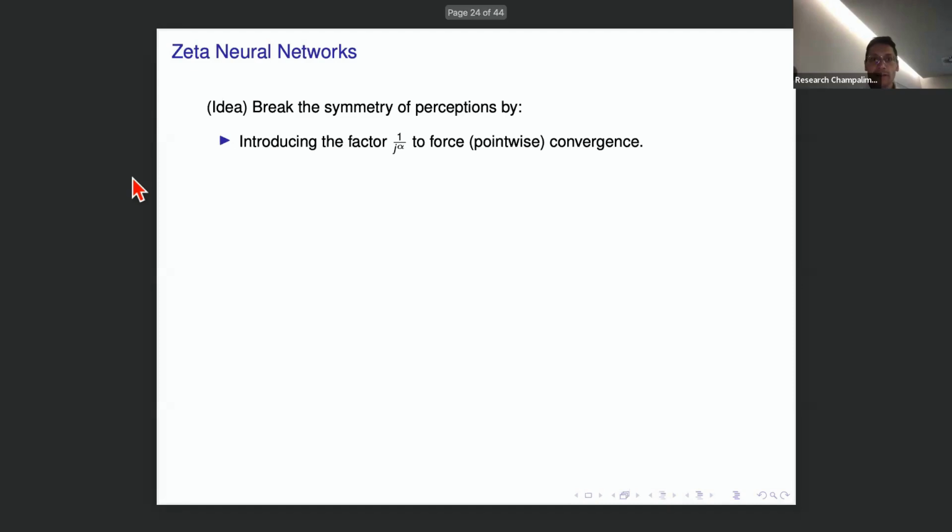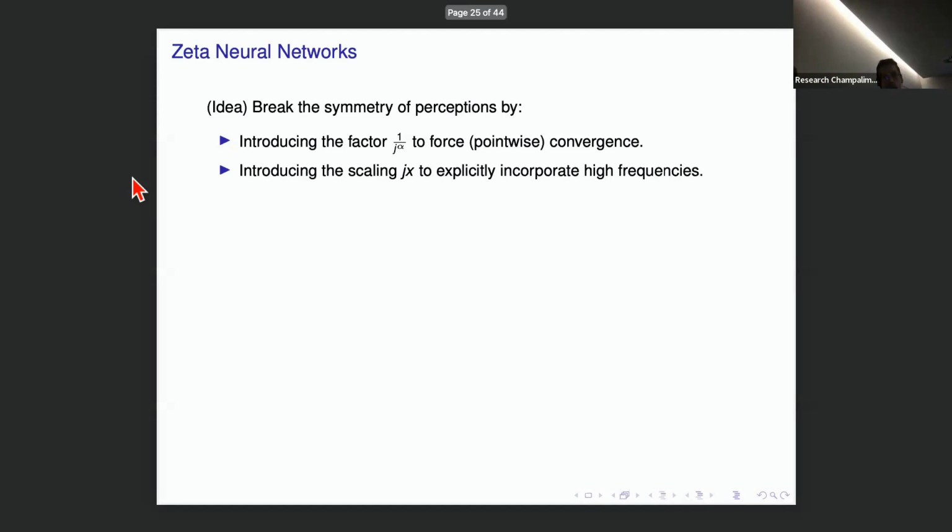The first idea is related to the lack of convergence. So what we are going to do is label the perceptrons by J, as I've been doing in the slides before. And in front of each neuron, in order to enforce pointwise convergence, we are going to divide by a factor that goes to infinity as J goes to infinity: 1 over J to the alpha. Alpha is some positive number, okay?